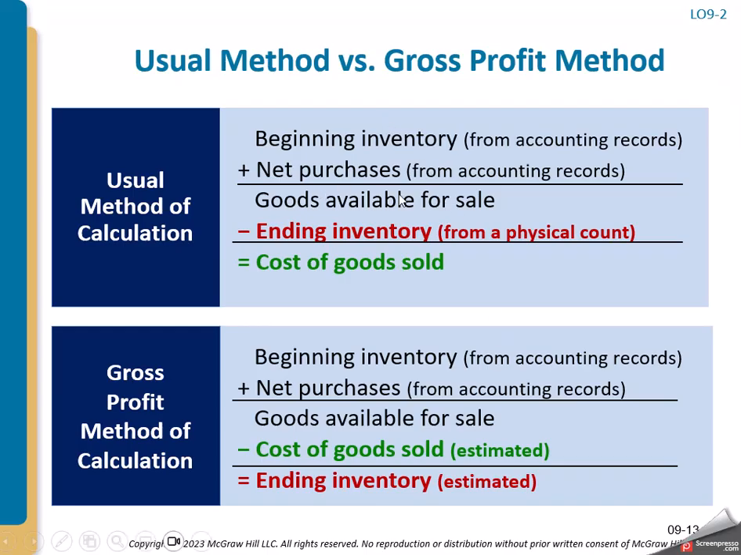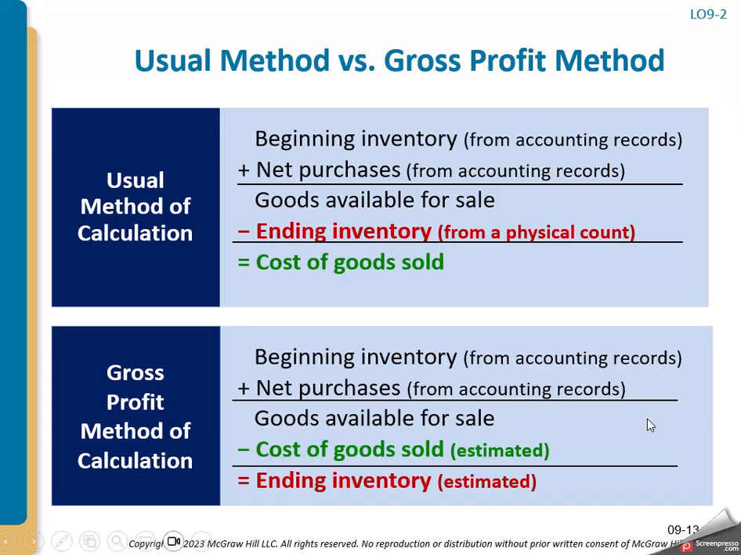Our beginning inventory plus our purchases shows what goods are available for sale. We go out and take a physical count, our ending inventory, and then the difference is going to be cost of goods sold, because if we no longer have it in our inventory, we must have sold it. When we're using the gross profit method, we're not going to count that ending inventory, so we don't have that. The first three lines are the same, but instead of deducting the ending inventory that we know, we're going to deduct our estimated cost of goods sold.